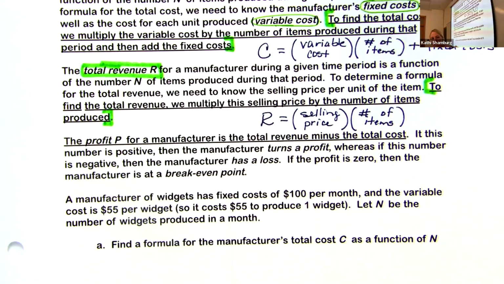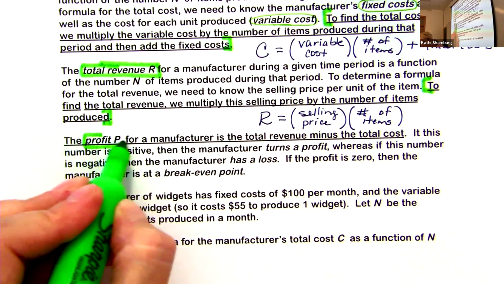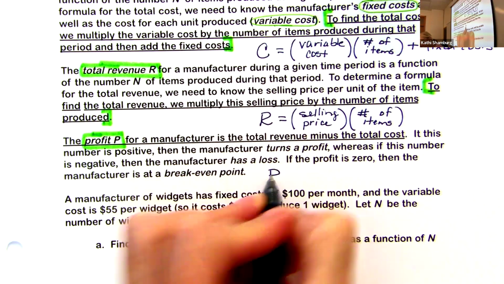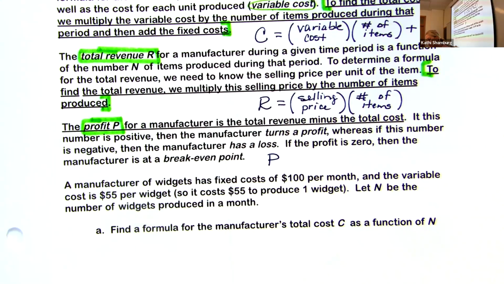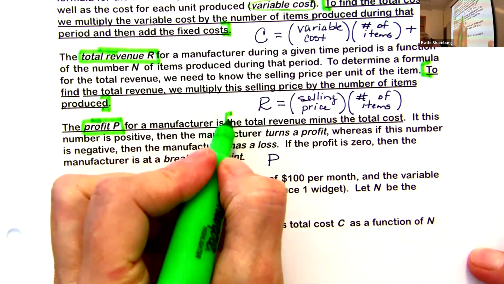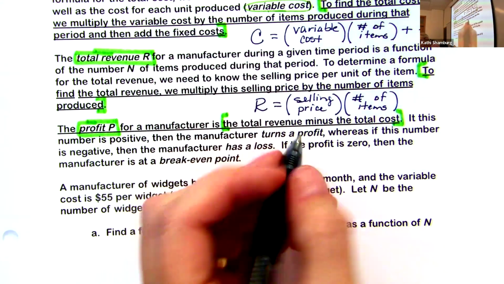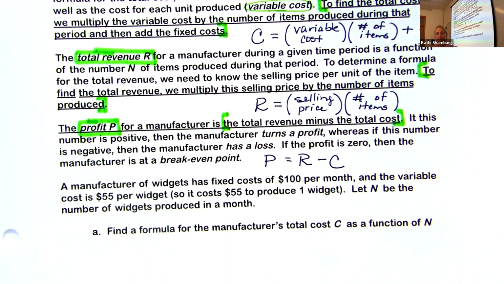And then lastly is our profit function. Now, profit could be positive or negative, right? You can make money or lose money. The profit P for a manufacturer is the total revenue minus the total cost. So here's how it tells you. It is your revenue minus your cost.